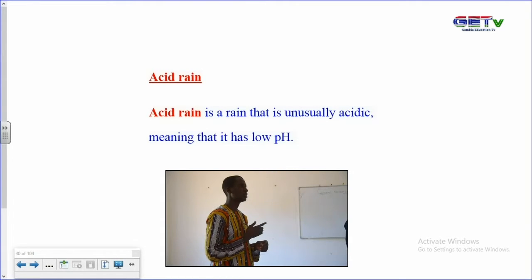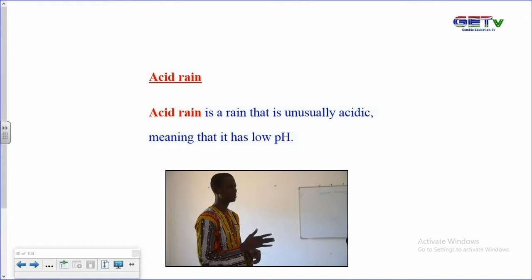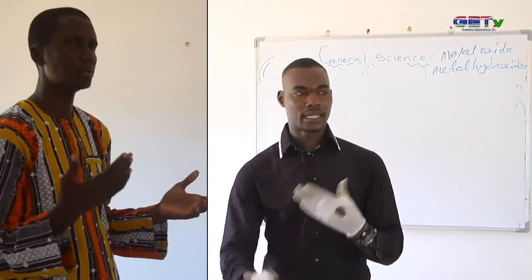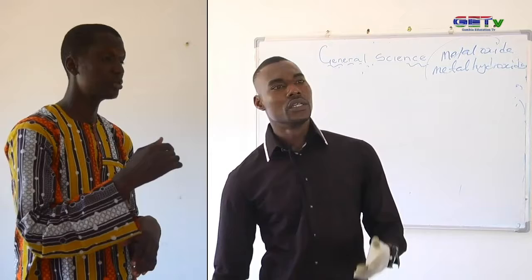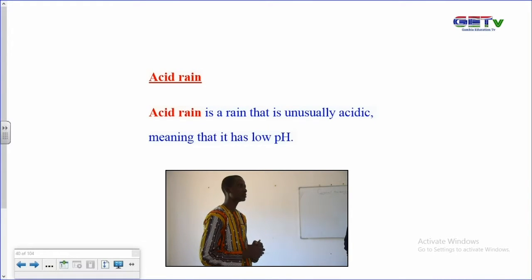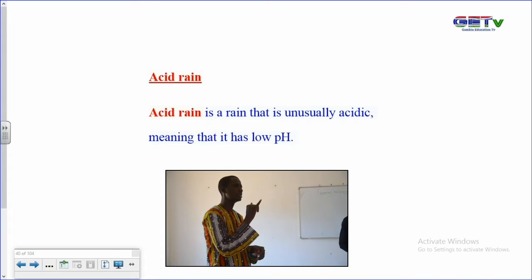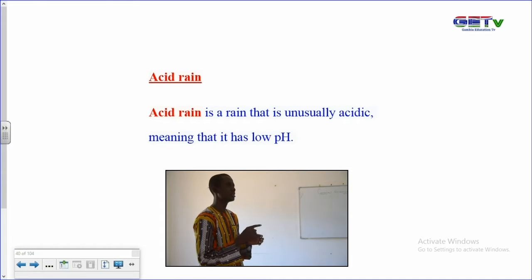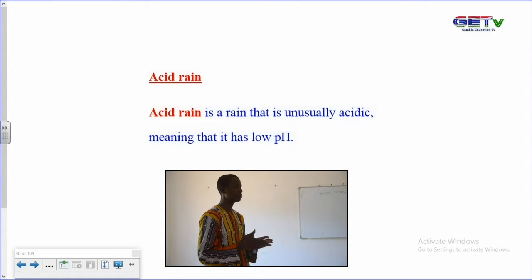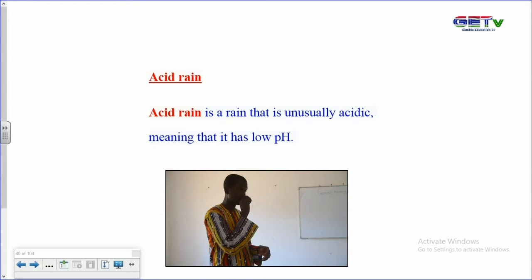And what causes this acid rain now? If we told you that a rain can be acidic, will you believe that? Yes, of course, it is possible. And how can rain become acidic? We'll explain that as we move on through the lesson now. So acid rain is a rain that is unusually acidic, meaning that it has low pH. You may not easily realize the acidity of acidic rain. Why? Because normally it has a very low pH value. So you cannot easily detect it.